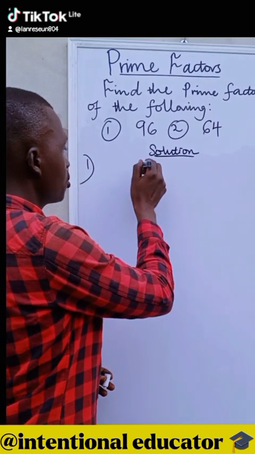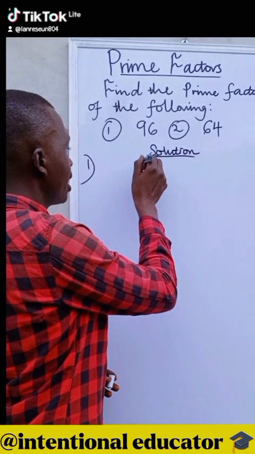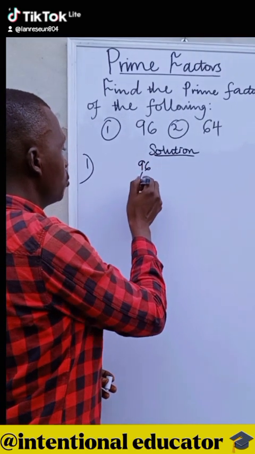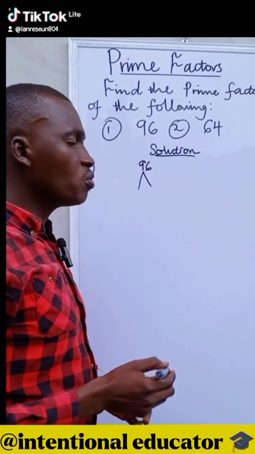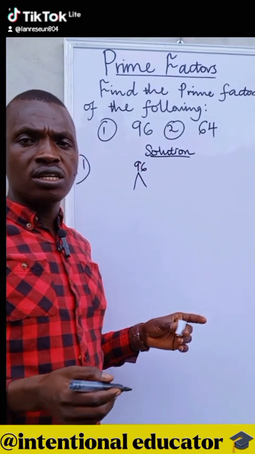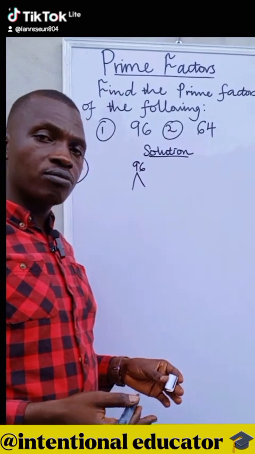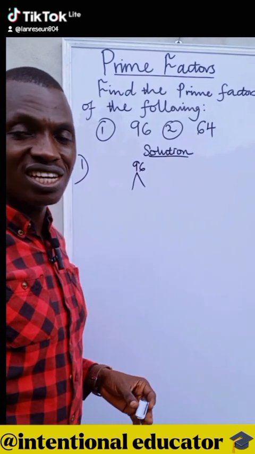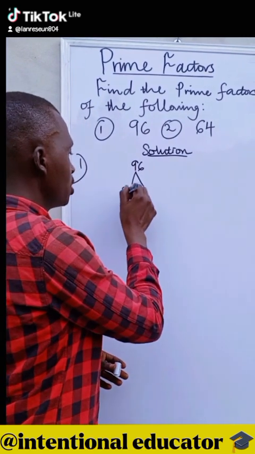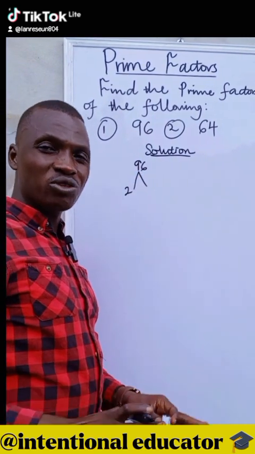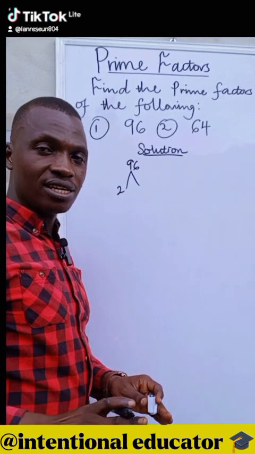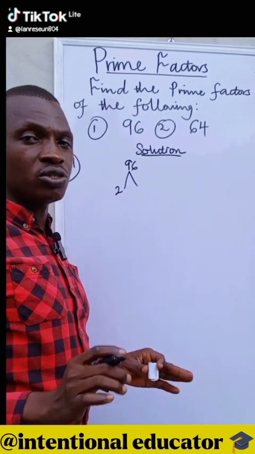The first thing is to write what? We write our 96 here. Then you do something like this. Of course, you look for which number can go into 96. 1 cannot go because it will return 96. So we can go with the least number, which is 2. Let's do this little by little. Slowly, you can get there. Just take it one number after the other.